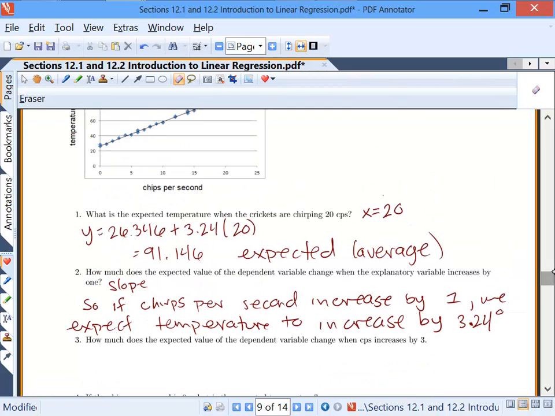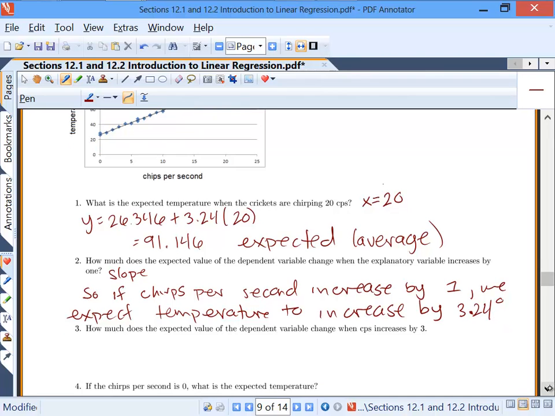If we wanted to find the expected temperature when the crickets are chirping at 20 trips per second, we said that x is 20, and all we had to do was plug x equals 20 into our equation. Then, how does our expected value for the dependent variable change when the explanatory variable increases by 1? That is basically just asking us for our slope.